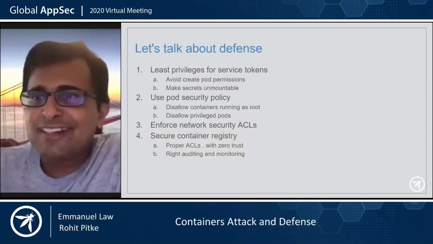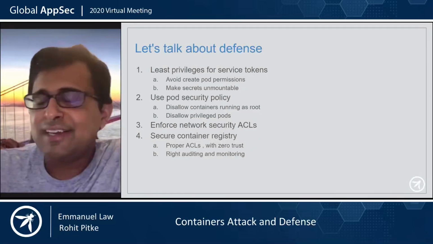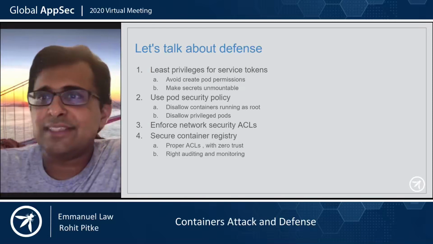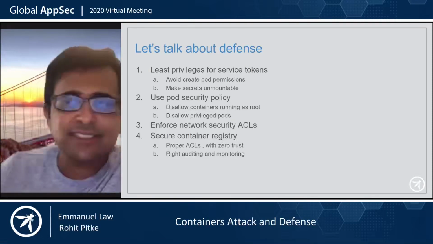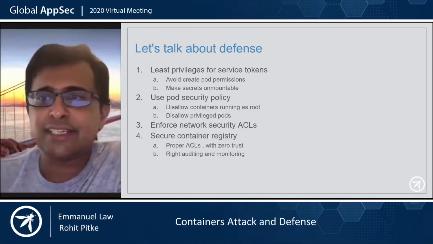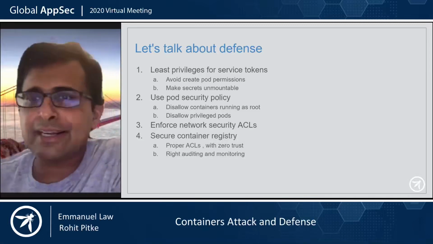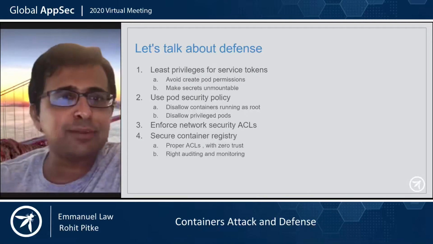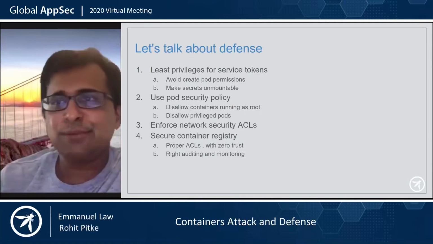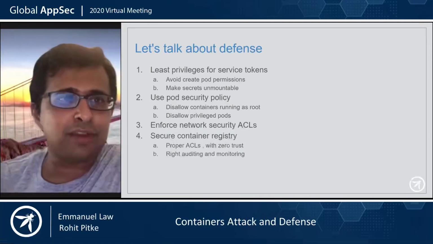All good. So we have seen different ways in which we can perform container breakouts, different attacks, as well as lateral movement and persistence. What about defense? Some of these defense techniques are specific to Kubernetes, and they are similar to the different attacks that Emmanuel was describing. The first one is least privilege for your service token, which is similar to not having a privileged flag for your Docker environment.